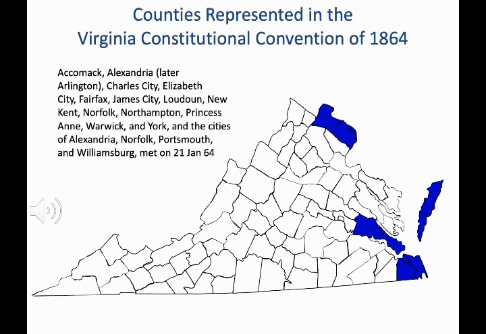And so they met in 1864. Here the counties depicted were represented. Basically what it amounts to was wherever the U.S. Army could monitor the polling places, those counties were represented. The rest of the Commonwealth was not represented at all. And yet they drafted a new constitution for the Old Dominion.